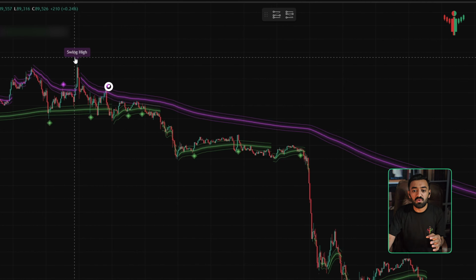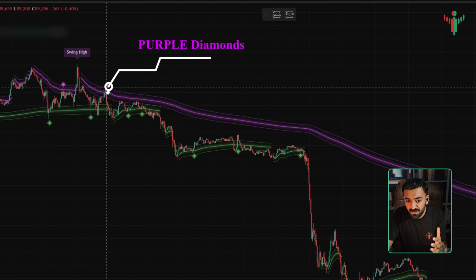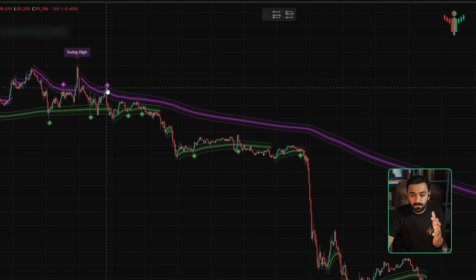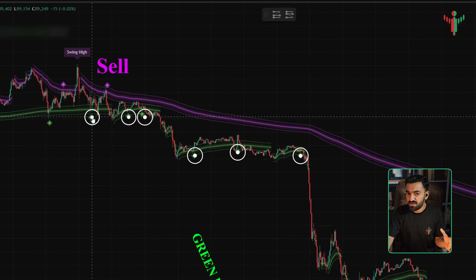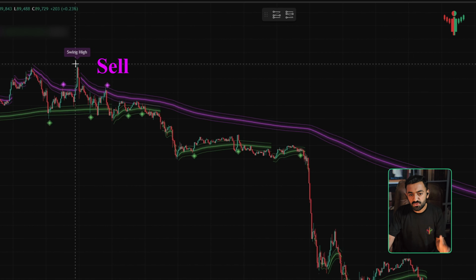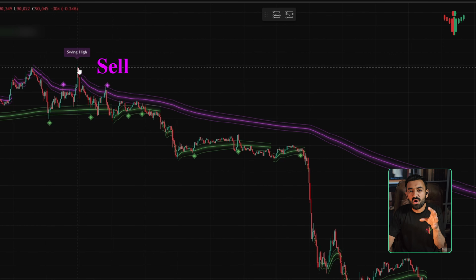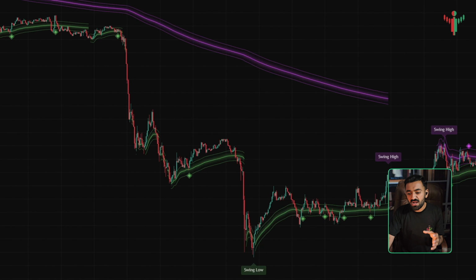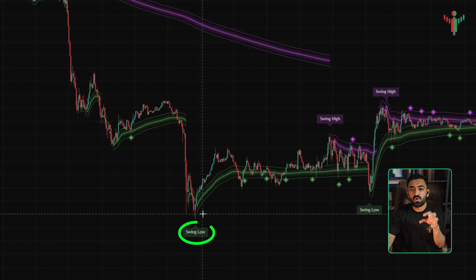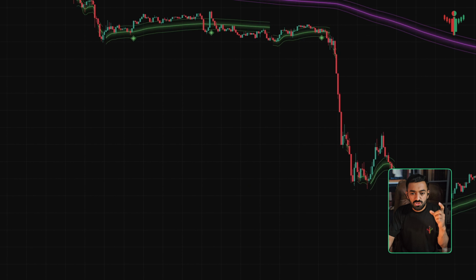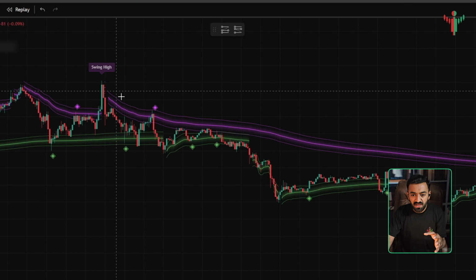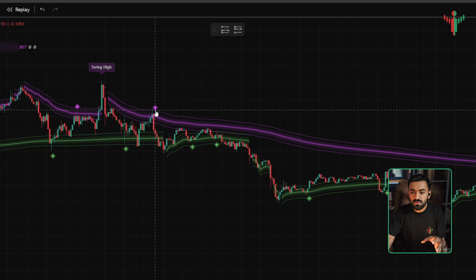We will be looking for this purple diamond. So when this diamond appears, we will simply open a sell trade. We will not care about the green line, the green diamond, nothing. So after a swing high, we will be focusing on the purple diamond, and after a swing low we will be focusing on the green diamonds. So here after this swing high, this purple diamond appears.